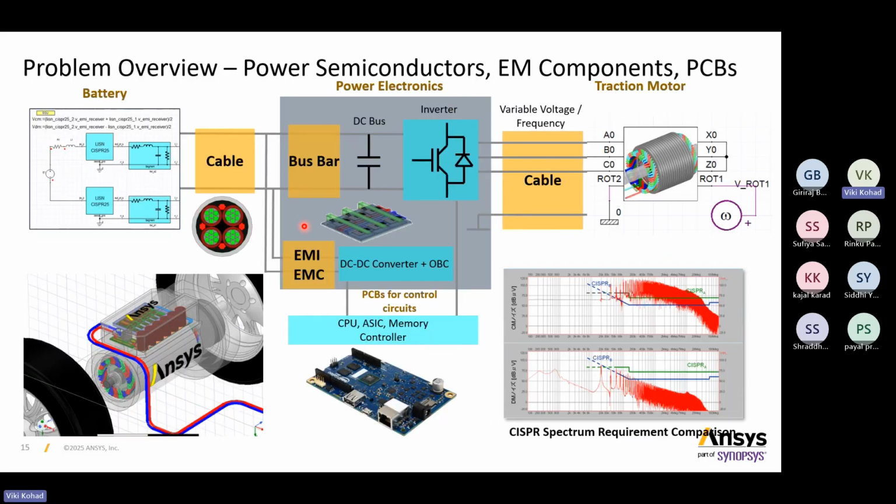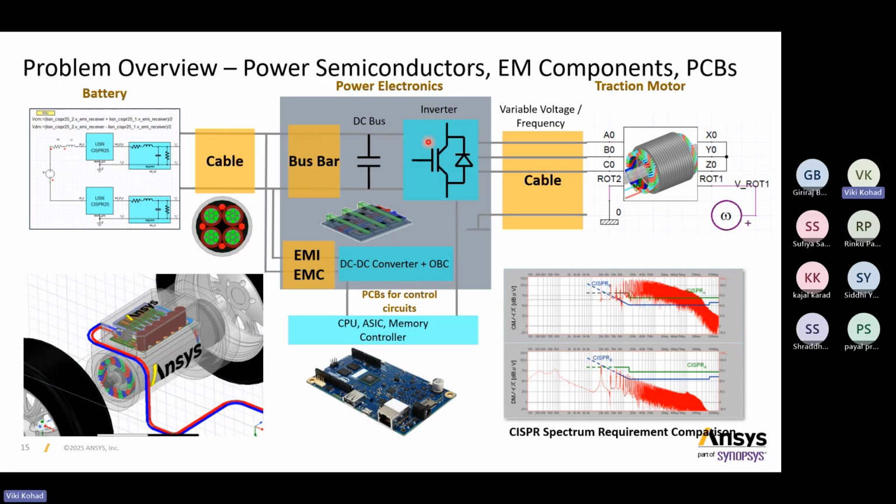And this is the overview of one of the problems. This is your battery component. It includes your rectifier circuit also. This is your cable component, and this is your power electronics component. It includes the DC to DC converter plus the OBC, your onboard charger, your DC bus. This is the voltage.